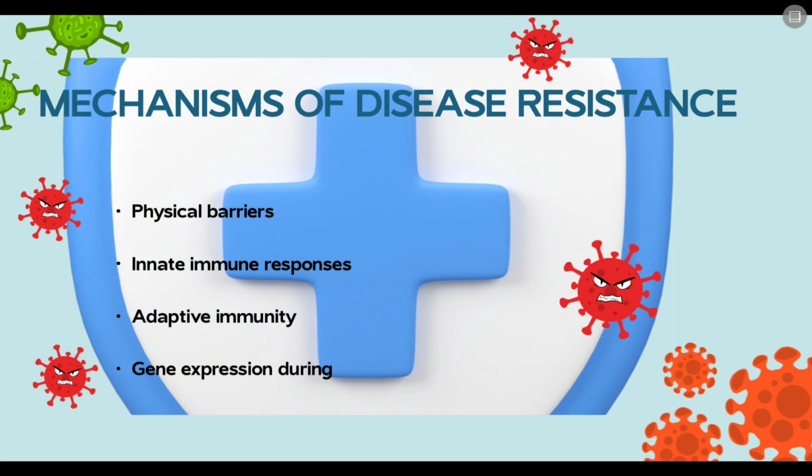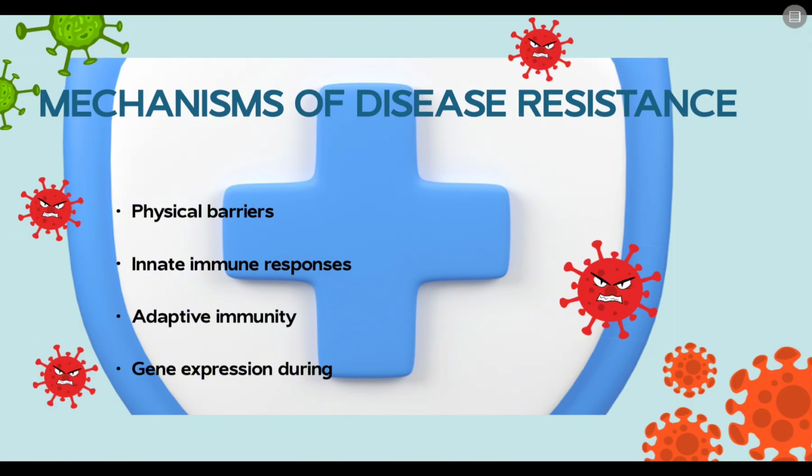With modern genomic technologies, breeders can easily identify which fish carry beneficial genes and use them for breeding. And the next is the mechanisms of disease resistance. First are the physical barriers, innate immunity responses, adaptive immunity, and the gene expression during infection.